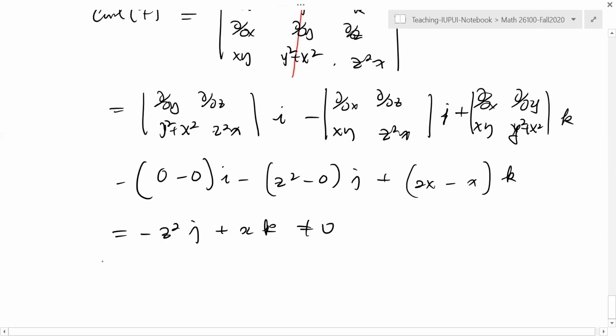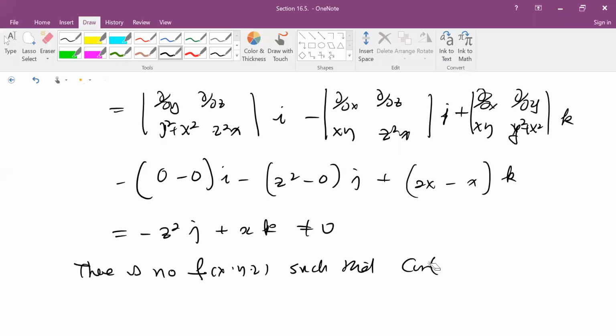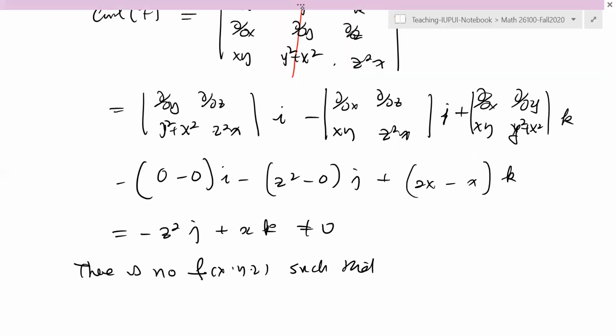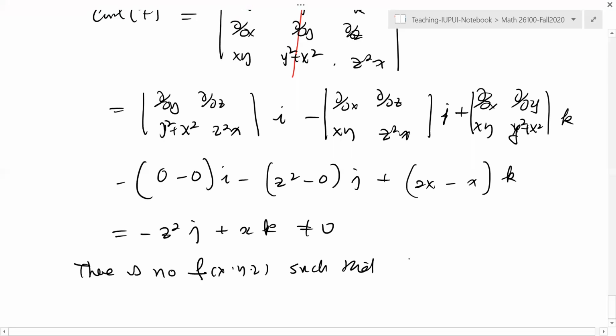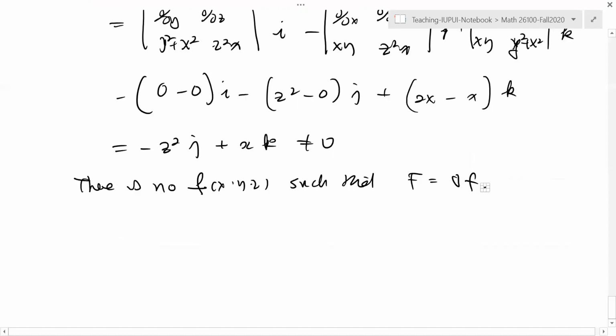So that means there's no f(x, y, z) such that the gradient of f is this function. So this vector field is not conservative. Why? Because if it is, then the curl of F must be 0.